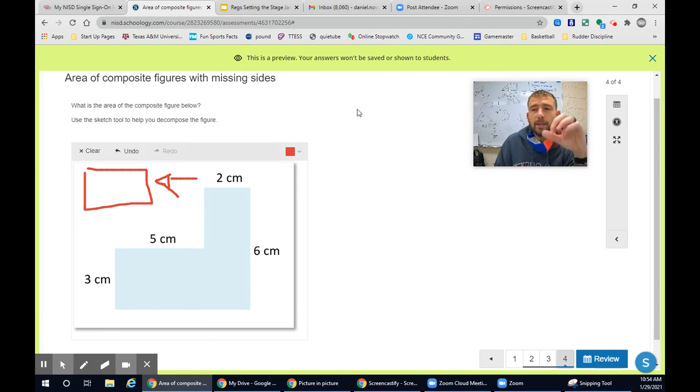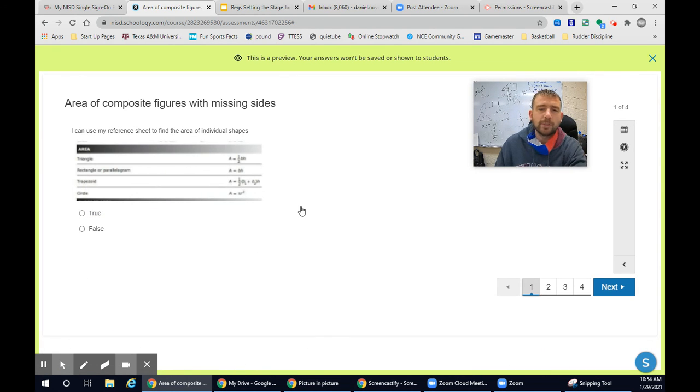So if you don't finish today, that's okay, but you should get at least through number 2 and number 3. Question 1, just as a heads up, is a true-false question. It's basically asking if you can find all the formulas for area of any shape you need on this reference sheet. And obviously that answer is yes. So make sure you go look at that.